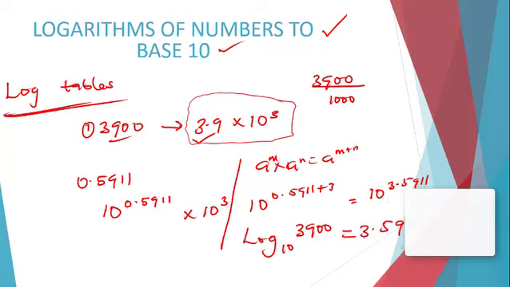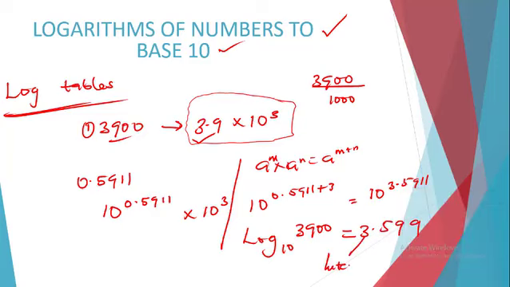Now in this, our 3 here is called the integer, and the numbers after the decimal point are called the decimal fraction. Decimal what? Fraction. Okay, is that clear? So let's take one more example.